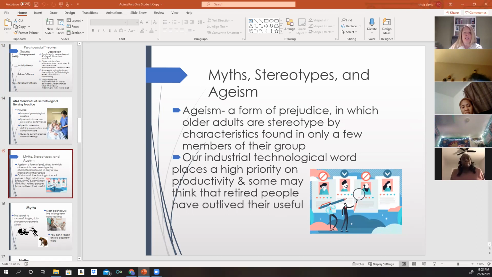So myths, stereotypes, and ageism. Sometimes older adults can be victims of ageism. Ageism is a form of prejudice like racism, but in which older adults are stereotyped by characteristics only found in a few members of their group. Some people might say that old people are slow, or old people shouldn't drive anymore because they don't know what they're doing. They should have to turn their driver's license in. They should have to have a driving test every year. Old people shouldn't be allowed to go to the grocery store because they hog up the lane and take too long. Those are the type of stereotypes we're talking about.